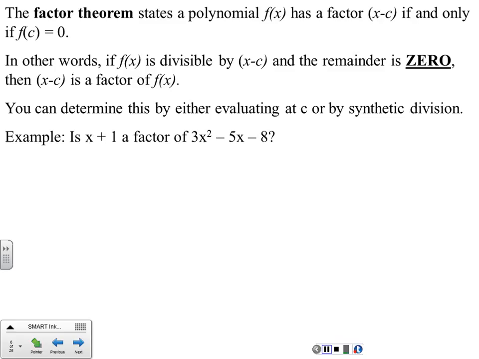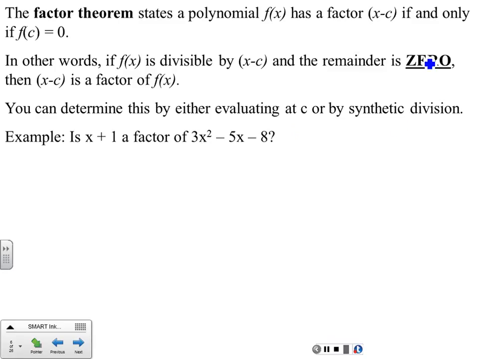Okay, and we're going to use this for the rest of the chapter. So you have to understand the factor theorem. I've already said that. You can determine this by either evaluating at c, as long as you know to take the opposite, because this time I am giving you a binomial. You can determine this either by evaluating at c or by using synthetic division. I would suggest from this point forward we just use synthetic division. It can save us a little bit of time.